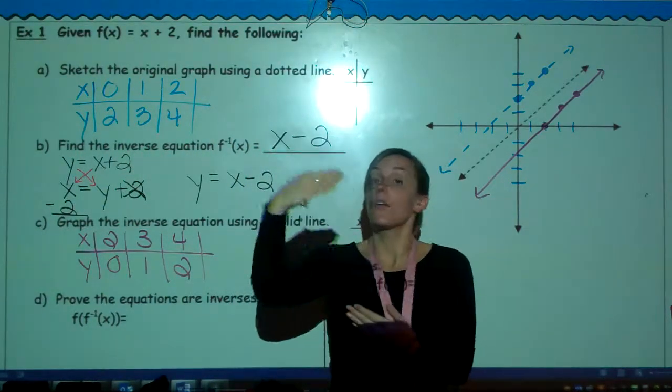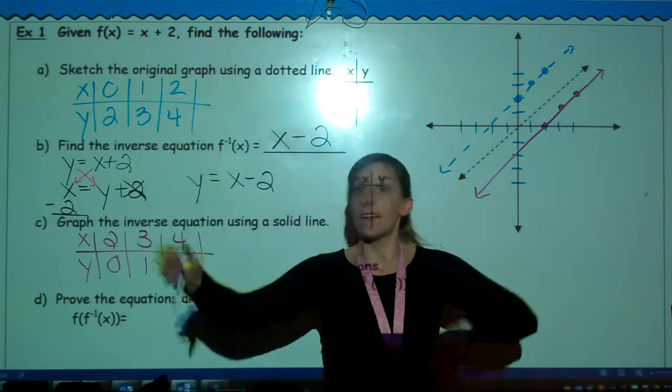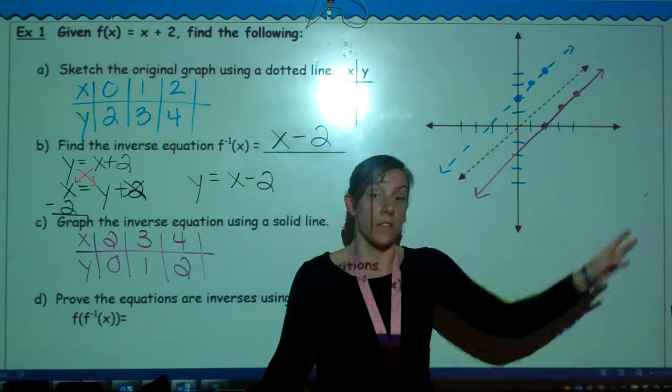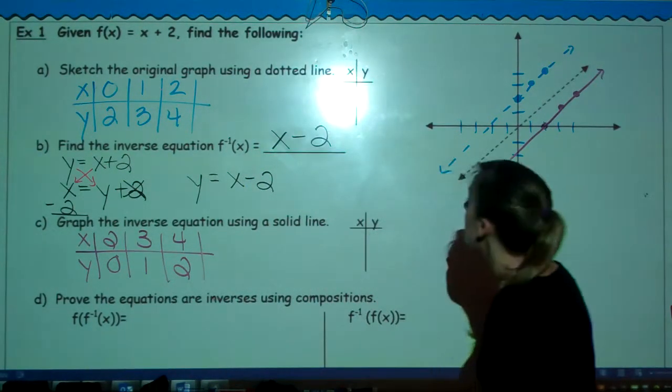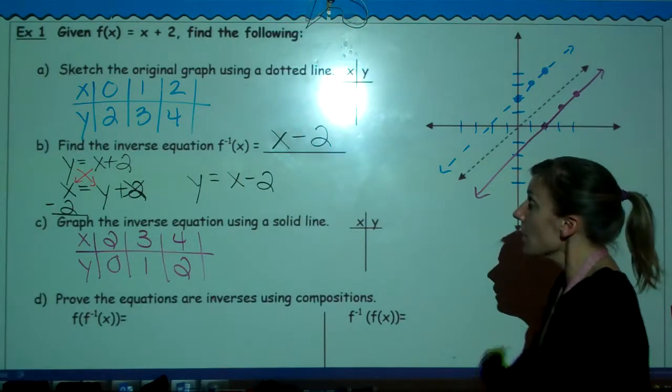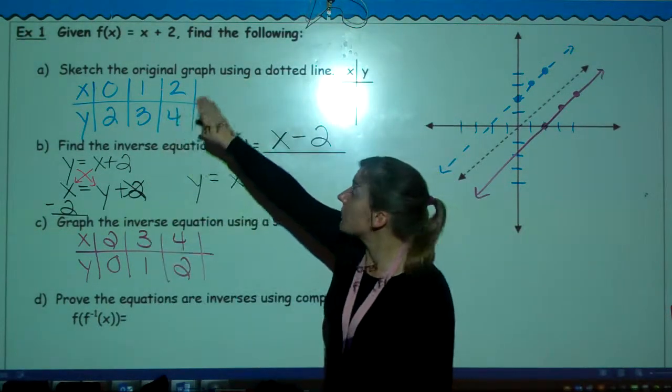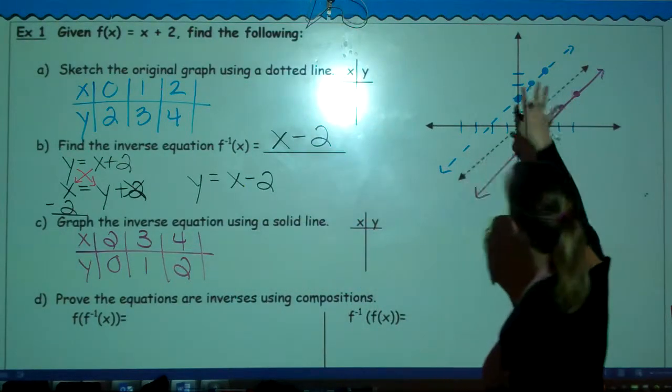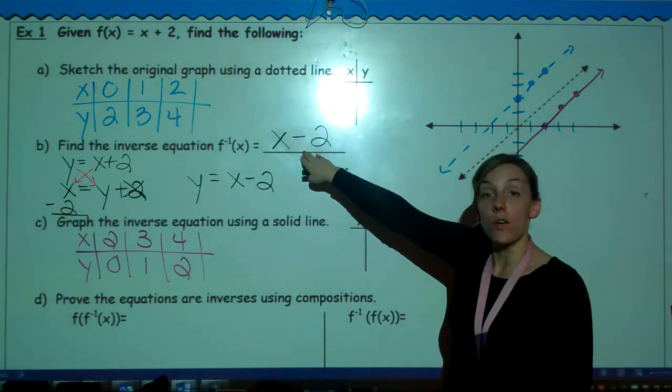Or you can just think, okay, the opposite. If I'm adding, then the inverse subtracts. If I'm multiplying, then the inverse divides. If that's an easier way to think of it, okay? So these are the three parts that have to do with the points, that have to do with the graph, and that have to do with the equation, okay?